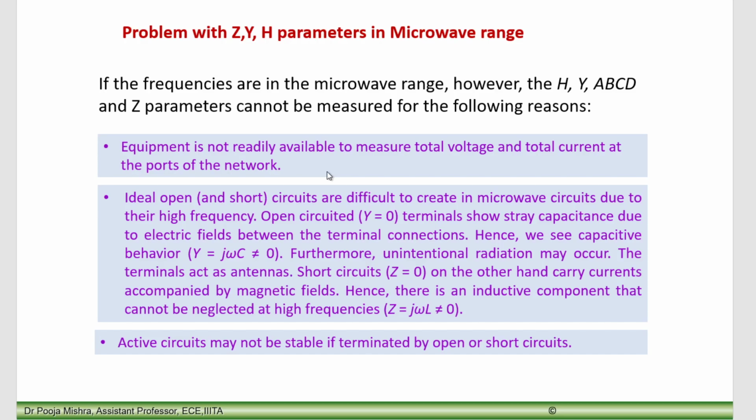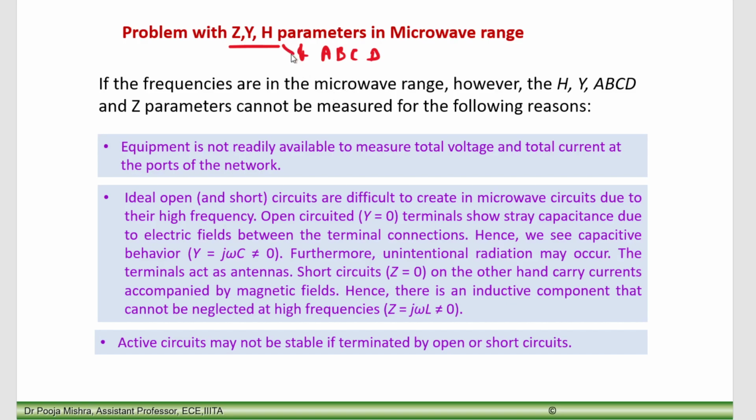The second thing is, as I have mentioned earlier, that all these parameters Z, Y, H and ABCD were determined when one of the ports was open circuited or short circuited. Understood? Because Z11 was determined when one of the ports was open circuited. Y11, Y22 are determined when one of the ports was short circuited. ABCD parameters were determined when one of the ports was either open circuited or short circuited.